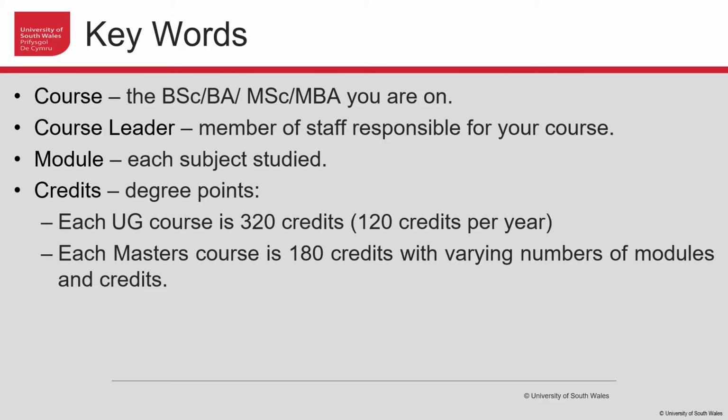Credits are the degree points. So, for example, an undergraduate course is 320 credits, which is typically 120 credits per year. Each master's course is 180 credits with varying numbers of modules and credits. For example, an awful lot of our courses are 6 20-credit modules and a 60-credit dissertation. We also have 7 20-credit modules and a 40-credit dissertation. That's how our master's courses are made up. Every master's module is worth 20 credits, unless it's the research project, which is typically 40 or 60 credits.